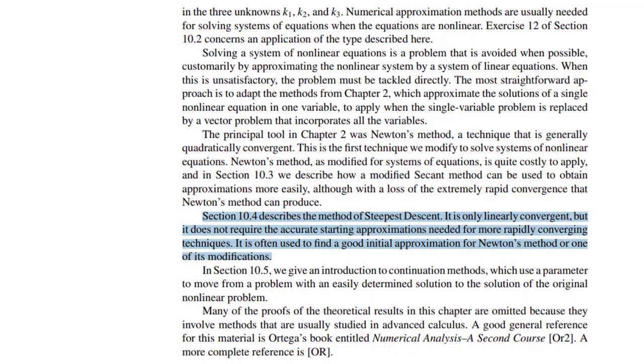Section 10.4 describes the method of steepest descent. It is only linearly convergent, but it does not require the accurate starting approximations needed for more rapidly converging techniques. It is often used to find a good initial approximation for Newton's method or one of its modifications. In Section 10.5, we give an introduction to continuation methods, which use a parameter to move from a problem with an easily determined solution to the solution of the original nonlinear problem.